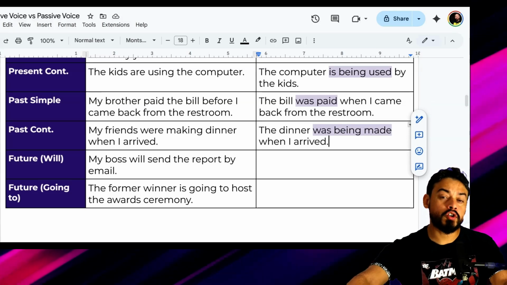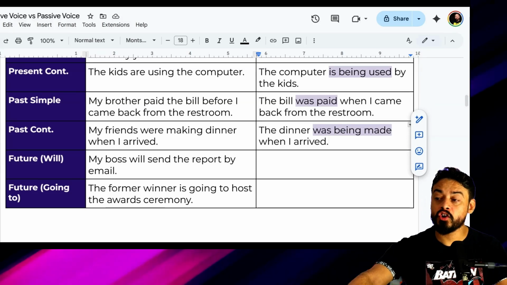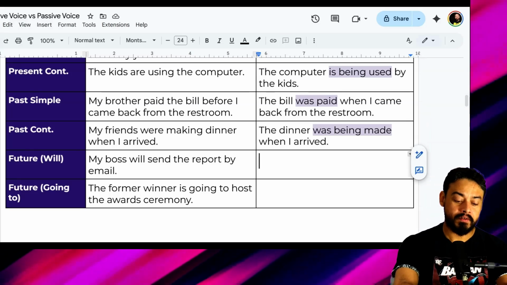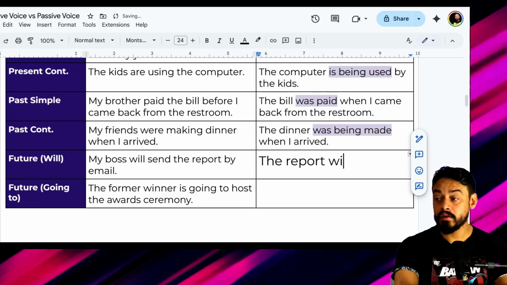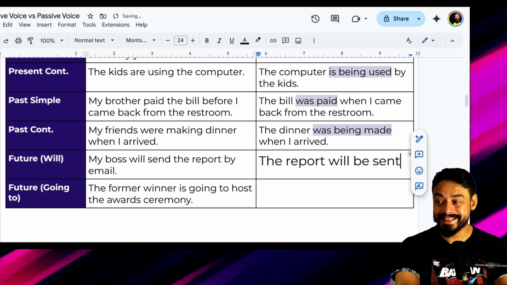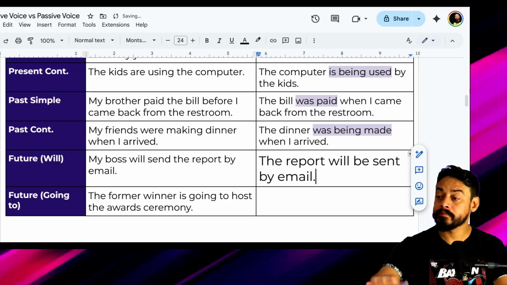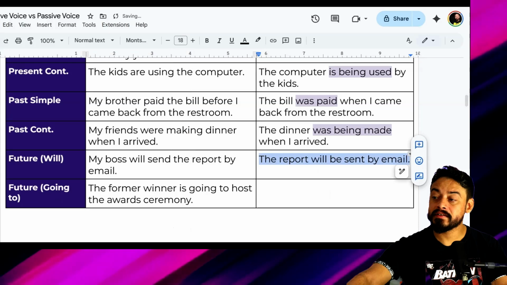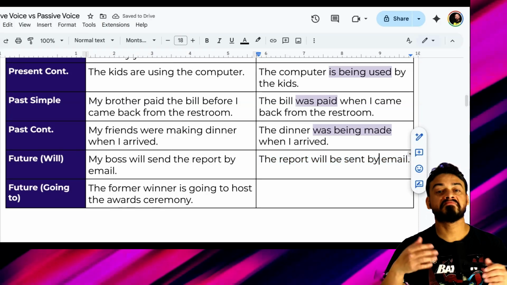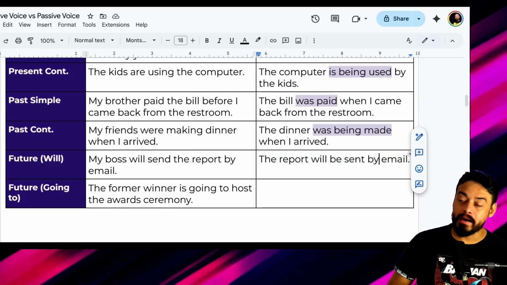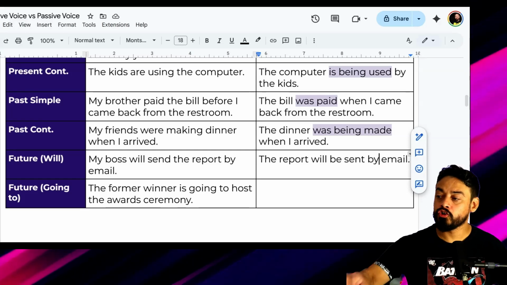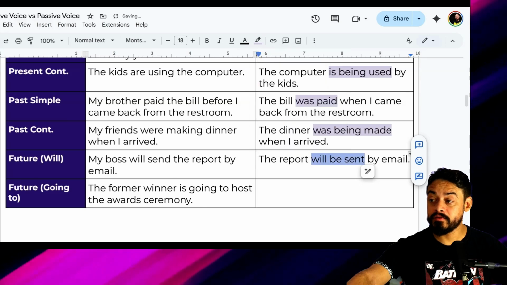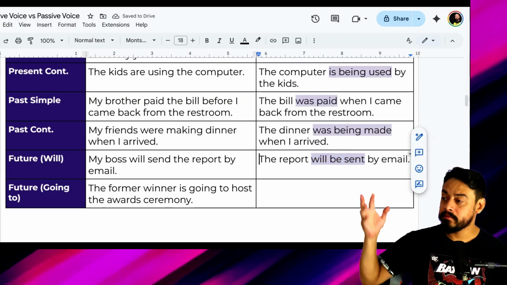Then moving on to future with will, we have my boss will send the report by email. In the passive voice, we have the report will be sent by email. You see? The report will be sent by email. If you want to specify, you can say by my boss. All right? So now the structure is will be past participle. As you can see here, will be past participle.